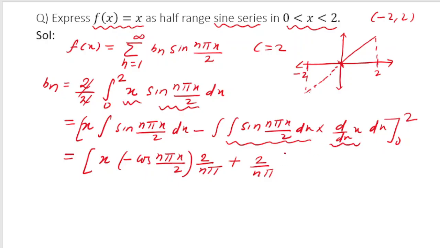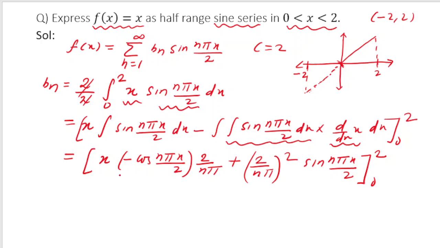Should I write it directly? If I integrate cos n pi x by 2, I will get sin n pi x by 2, and again the coefficient n pi by 2 will be divided, means here it will be multiplied, so it will become a square, and here the limit of integration is 0 to 2.